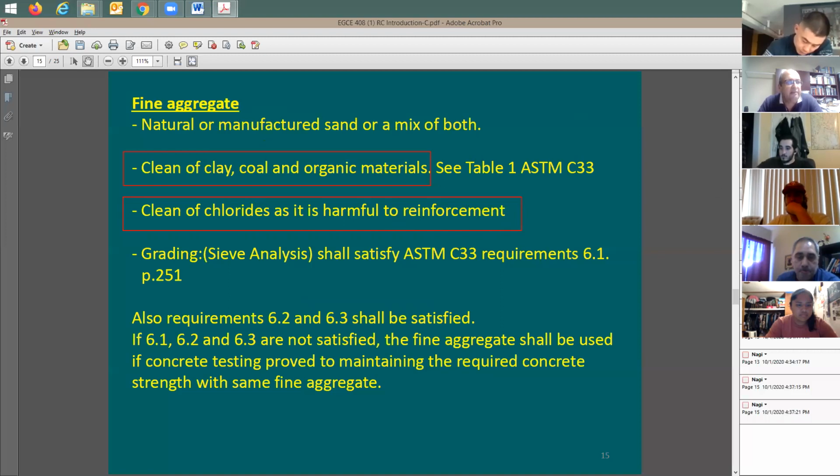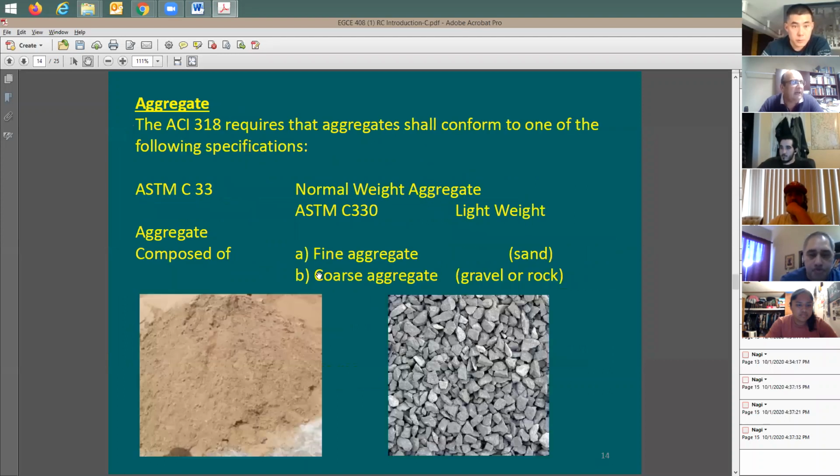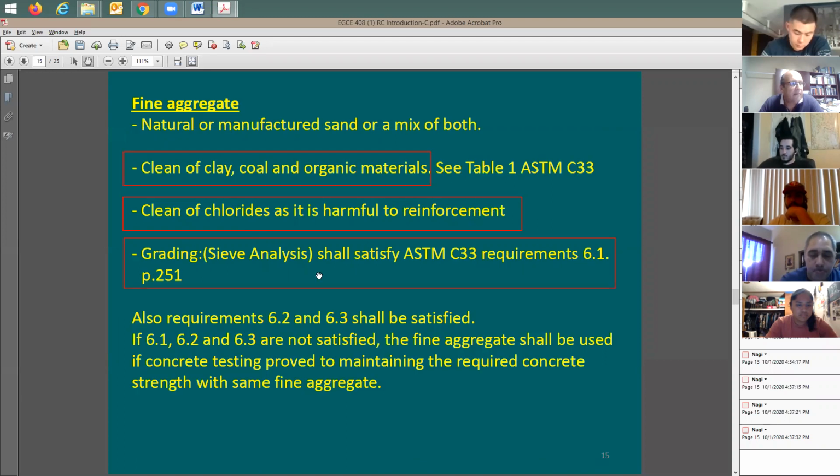Also, it needs to be graded. So the grading is going to be very important. Graded means you don't have them all of the same size. You need to have different sizes, so interlocking is going to happen between particles. So I have here 3 important features that you need to see in aggregate, generally speaking, not just in fine aggregate and coarse aggregate: no chlorides, clean of clay and organic materials, and well graded.